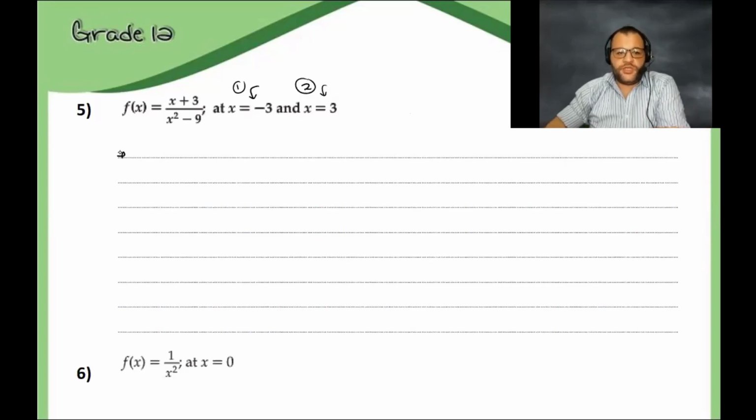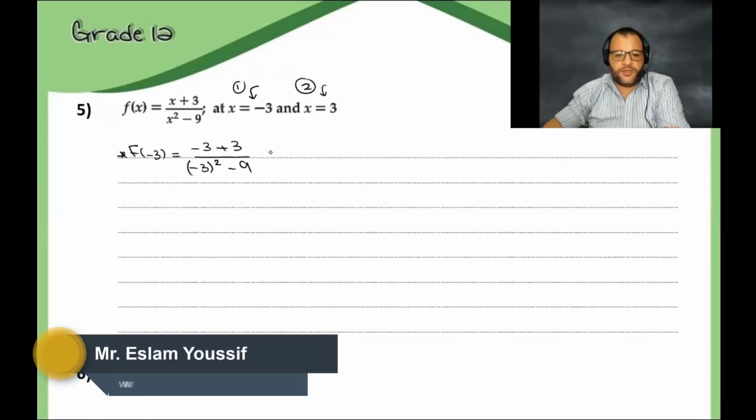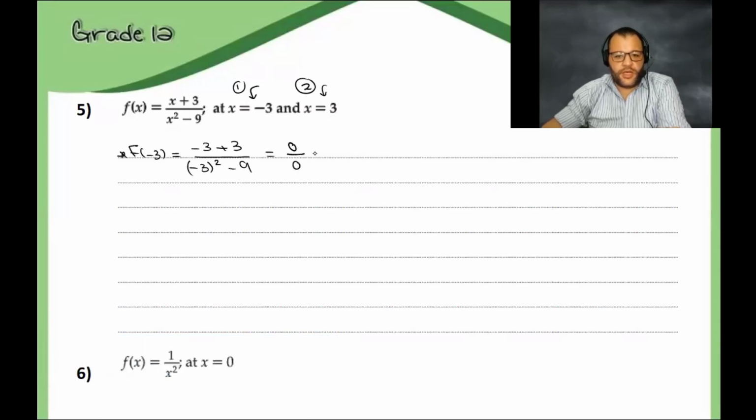The first point that we need to find is to replace x with negative 3. So it will be negative 3 plus 3, divided by negative 3 to the power 2 minus 9. What is the answer for this one? 0 over 0. It means undefined; there is no value for the function.